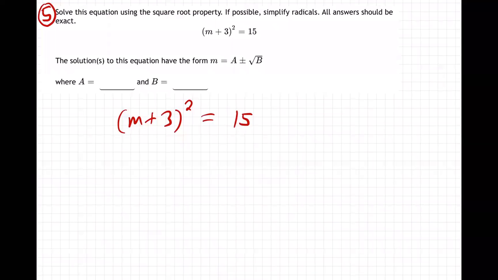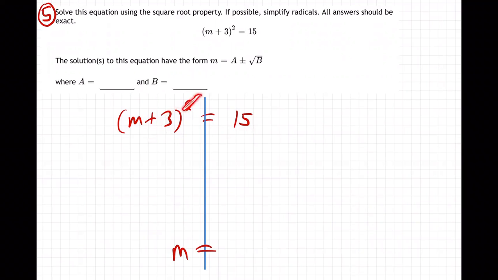So on this question, we are wanting to solve (m + 3)² = 15. So let me put the wall of separation in here. Basically, you know the name of the game. m is over here saying, I want to be alone, right? Get rid of this 2 power, get rid of this 3, so I can be alone, solve for m.